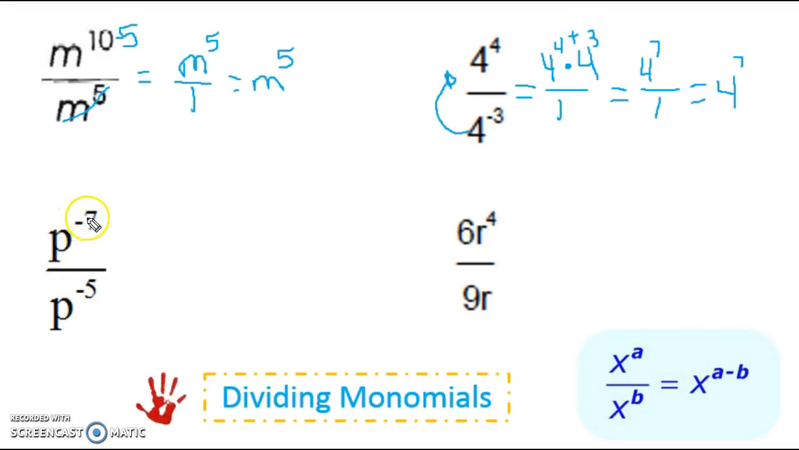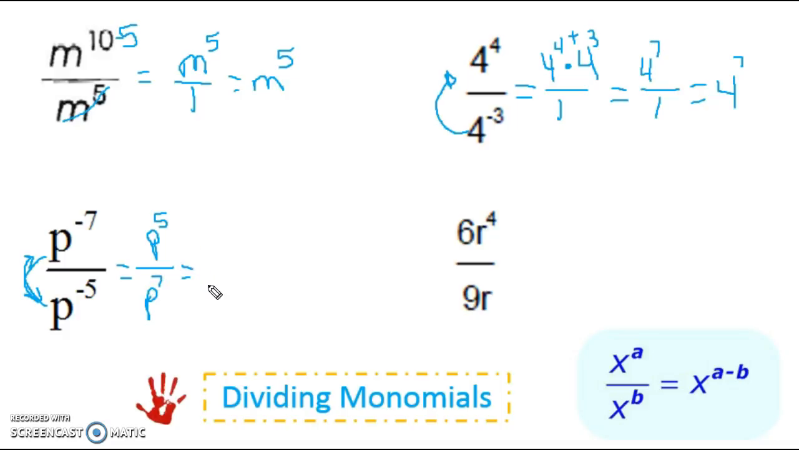We have p to the negative 7th divided by p to the negative 5th. Remember, when it's negative, they don't like where they're at. So we're going to have to switch them. So I would rewrite this, p to the 5th divided by p to the 7th.